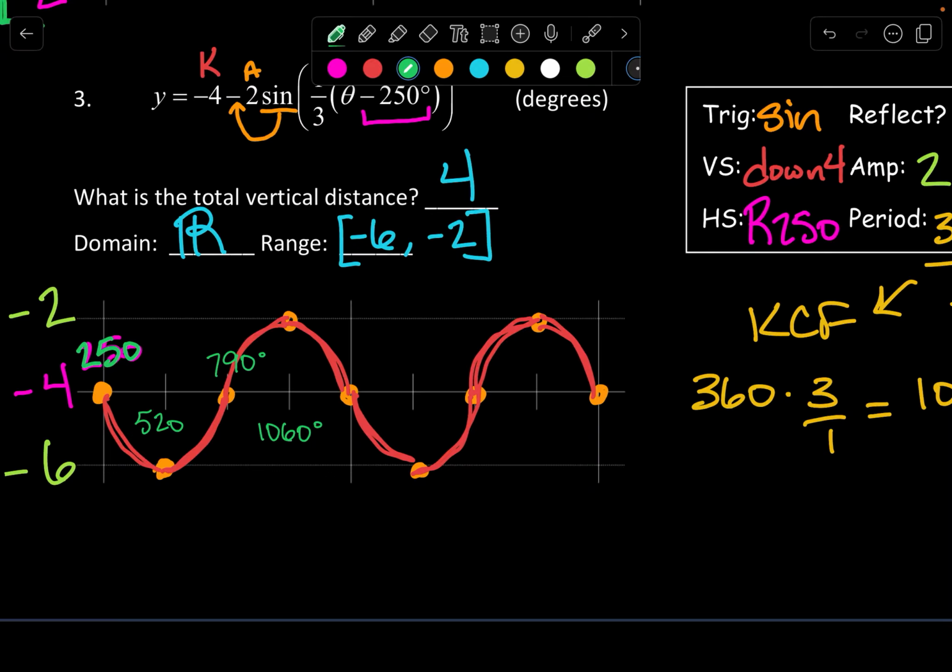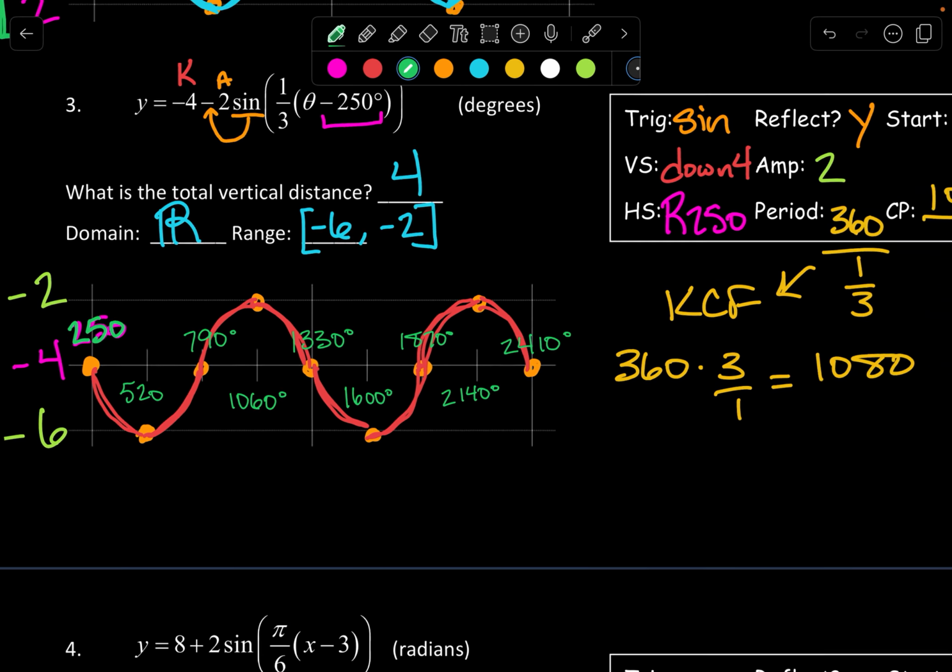Going to jump up 270 more, which is going to bring me up to 1,330. Plus 270 is going to bring me to 1,600. Plus 270 is going to bring me to 1,870. Plus 270 is going to bring me to 2,140. And plus 270 is going to bring me up to 2,410. You might want to double check me on this because I'm doing it all mental right now.